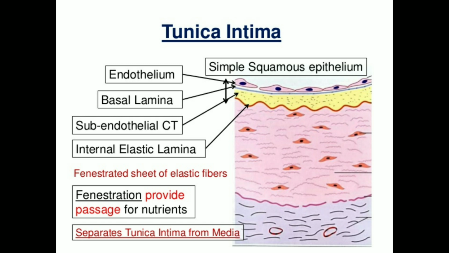Now, we'll go into detail of all these layers, what all you can see in these layers. The first layer, what we have spoken about, is called the tunica intima. You can see this layer, this is the tunica intima. What do you see in the tunica intima? The first thing you see is the endothelium, this is the endothelium you're looking at.